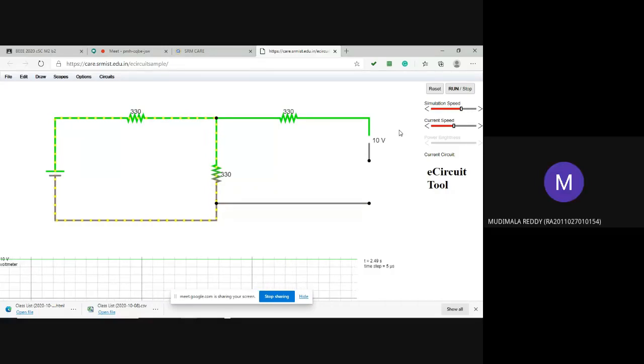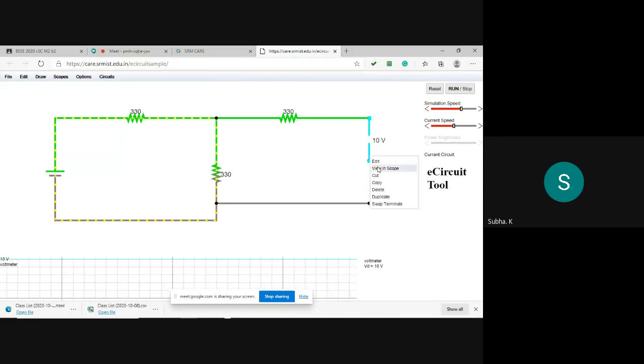How to view scope values, madam? View scope values down. Here it is already visible. Left click, you will be seeing view in scope. Yes, ma'am. If you click, it will come underneath. Okay.